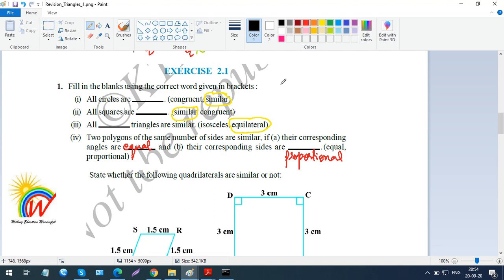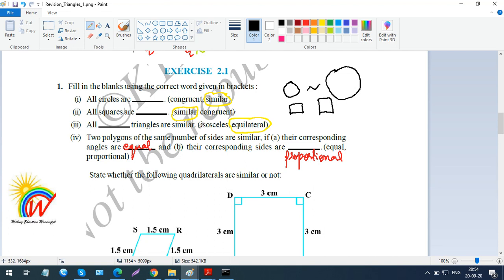See, I can have one small circle, one large circle, right? They are not equal, they are not congruent, but they look alike. All circles look alike, so they are similar, okay? And all squares are similar again. You can have a smaller square and a larger square, so they look similar, but they are not congruent. And all triangles are similar.